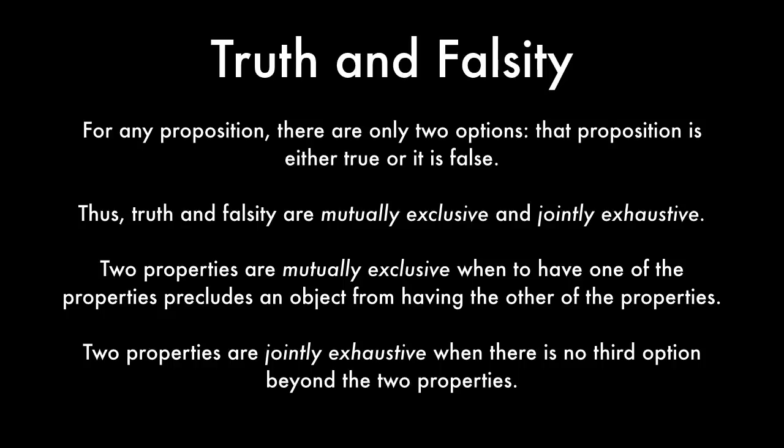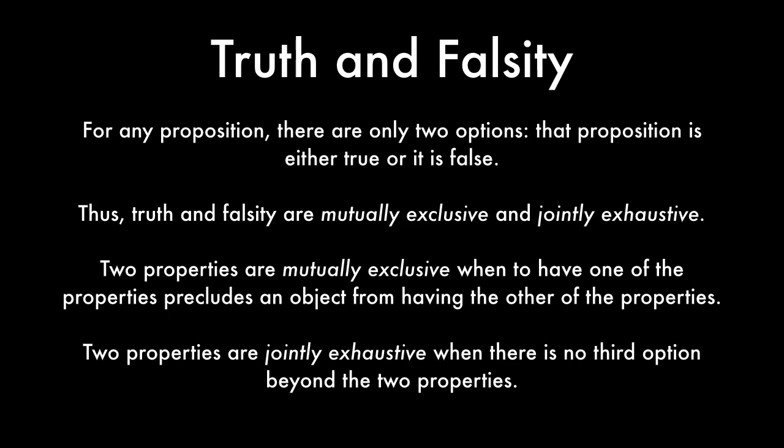And then, with two properties being jointly exhaustive, that means that there is no third option. These two properties exhaust the logical space of options. So, with respect to truth and falsity, something's either true or it's false, not both, because of truth and falsity being mutually exclusive, but also there isn't some third option beyond truth and falsity. So, with respect to my example of cats and dogs, being a cat and being a dog are mutually exclusive, but they're not jointly exhaustive because there are other options. Something could be neither a cat nor a dog. It might be a horse, or it might be a tree. Not so with truth and falsity. A proposition is either true or it's false.